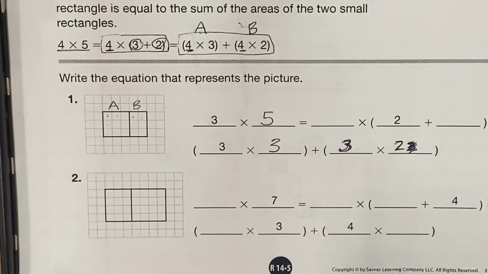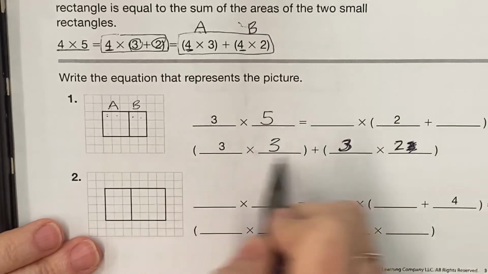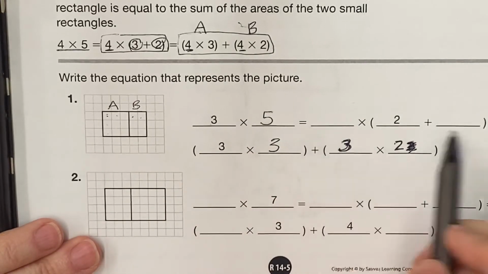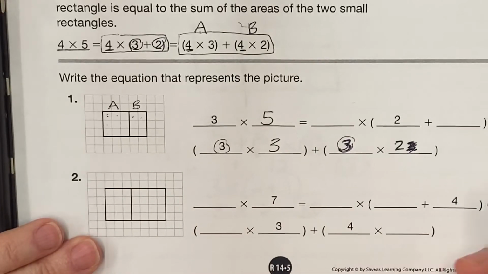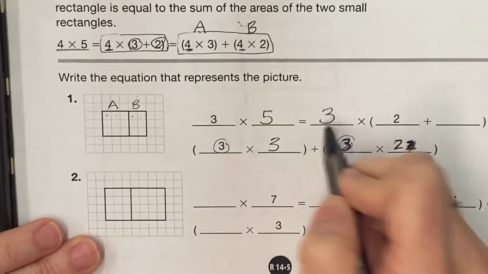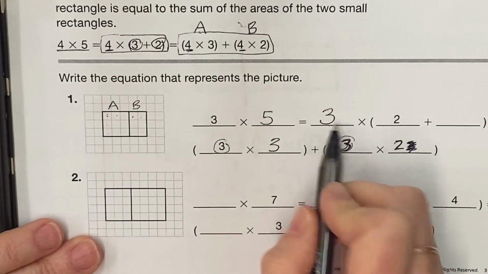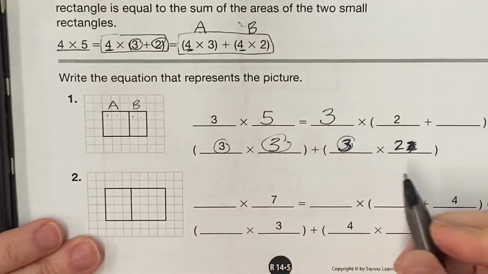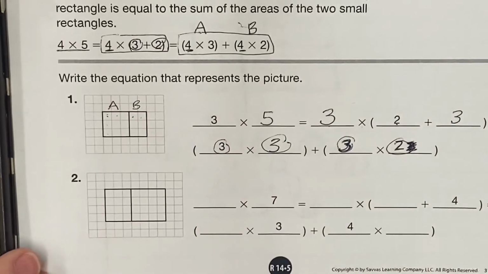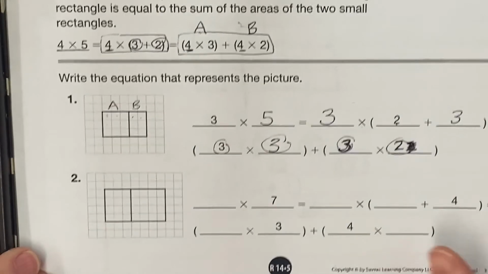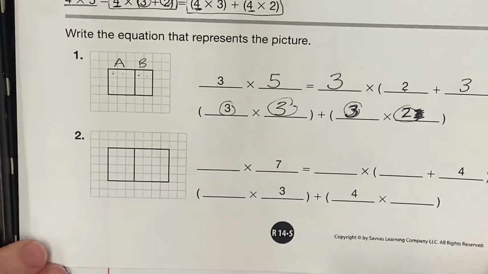So now we have the long version. Now let's do the simplified version. Here's the width. The width is the same. So we're going to put the width right here, multiplied by the 2 lengths, 3 and 2. 2 is already written, so we'll put a 3 right there. Okay, let's do number 2.